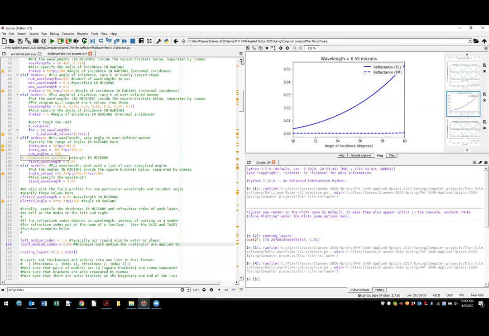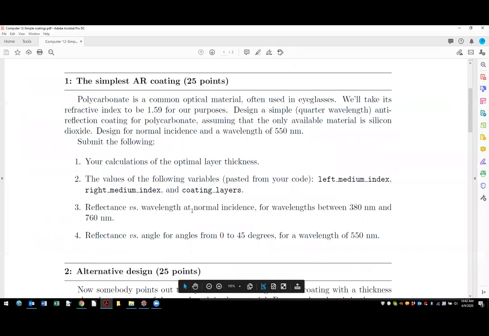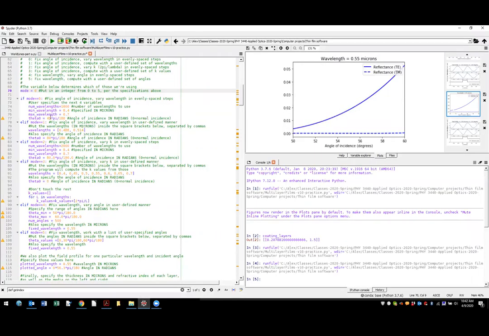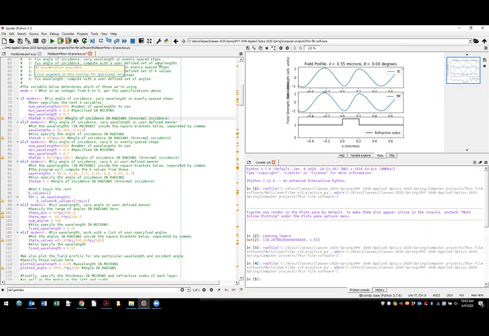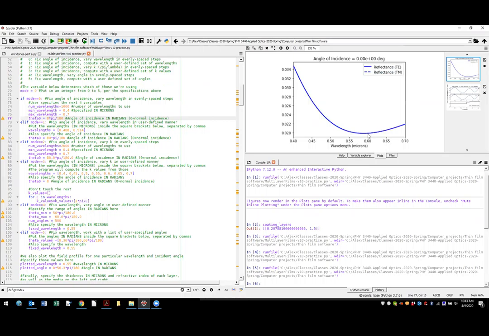And then we will switch to a mode where we can look at reflectance versus wavelength. Now, in the assignment, what angle did it say to design for? Normal incidence. So that's got to be 0. So we do that. And you know what? We got a whole bunch of these open. I look at that, and that's not quite what I wanted. We need a different coating thickness to get minimum transmission, minimum reflection at 0.55. But that's the basic idea, right?